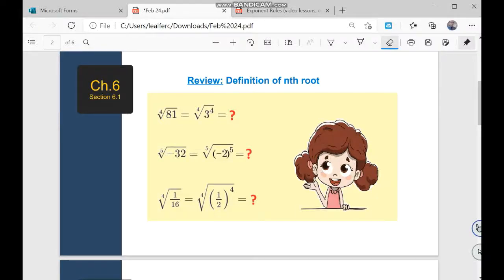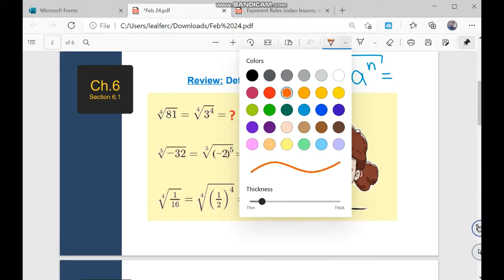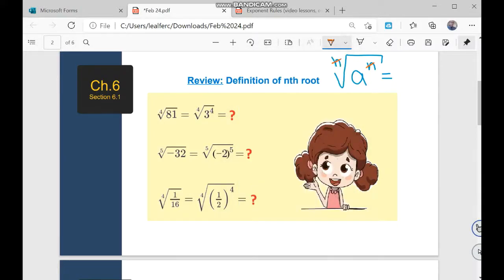Send me your answers using the definition of nth root. Remember the definition we just saw: if you have the nth root of a exponent n, you can just cancel the exponent and the index, and you're going to find the answer a. Apply this definition and solve these problems here.